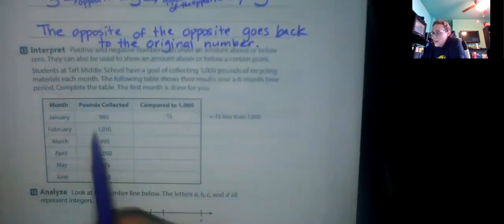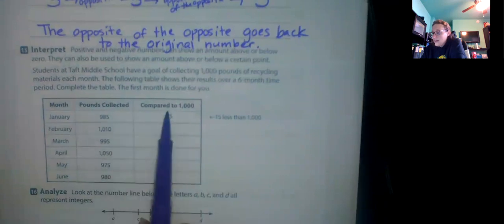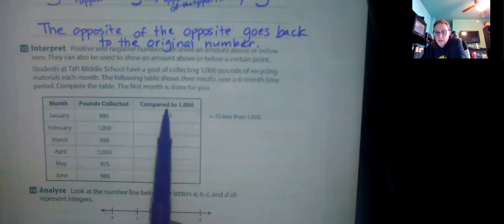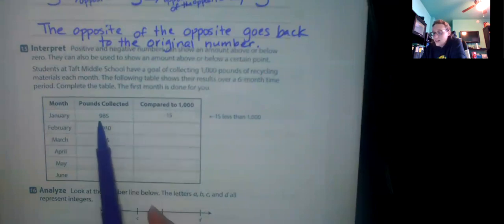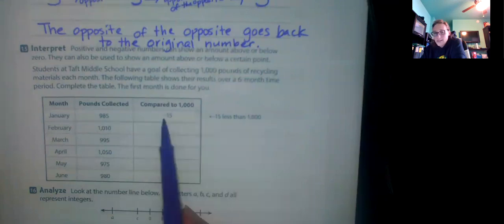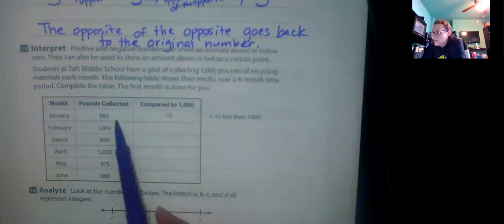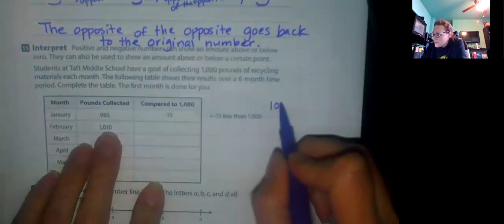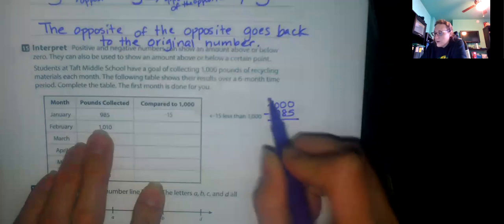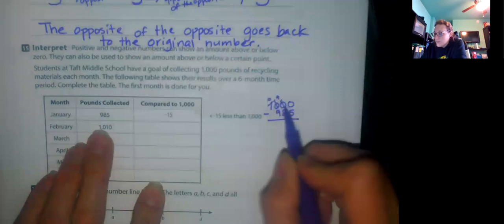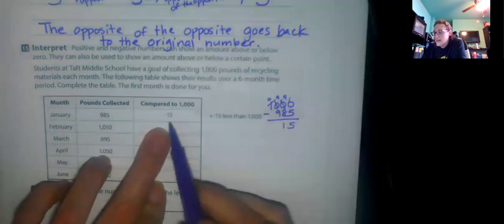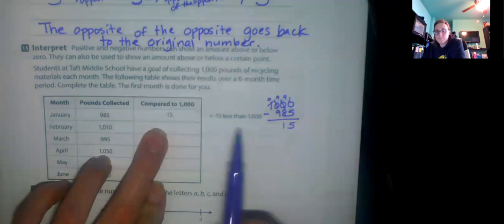Okay, so they're comparing what was actually collected to their goal of 1,000. So because 985 is less than 1,000, that's why it's negative. And they got the 15 because they took 1,000 and subtracted 985. So they had to borrow, and that's where they got the 15. So because it's less than 1,000, it's negative 15.